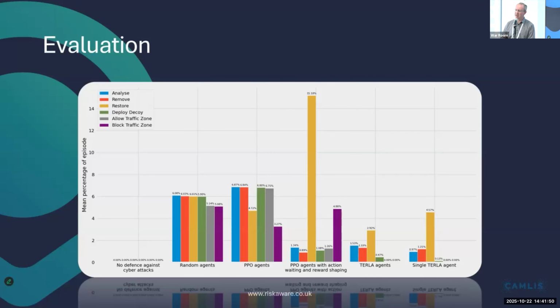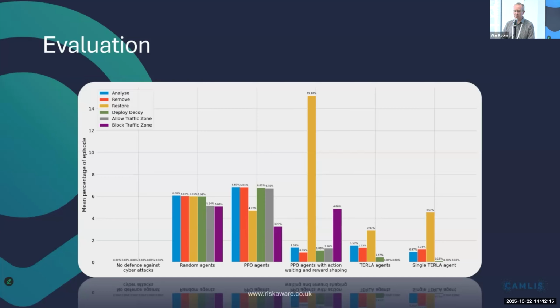no defenses against cyber attacks was taking no actions. Random agents essentially take all actions the same amount. Fewer allow and block actions because there are actually less of them in the action space. We can see that PPO agents learn to take less restore and block actions because they affect green agents being able to access services in different phases of the mission.